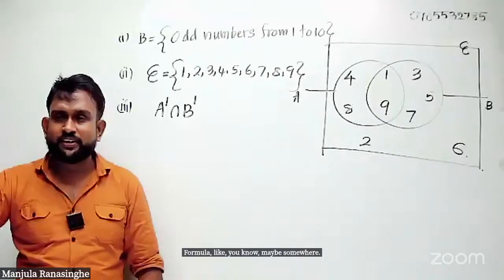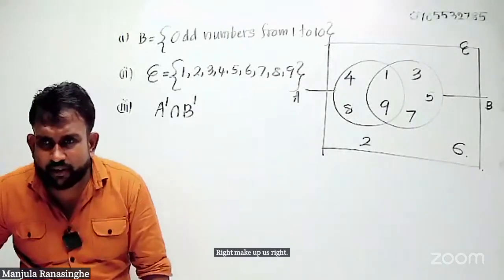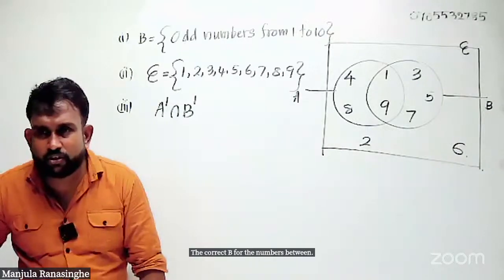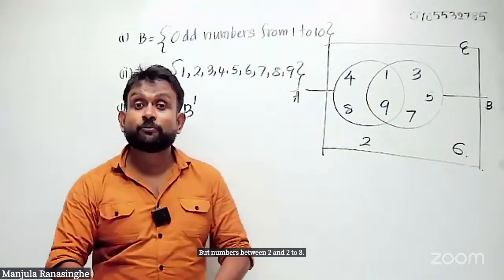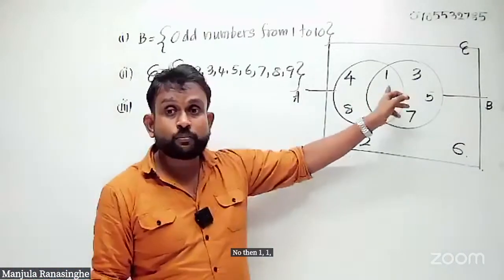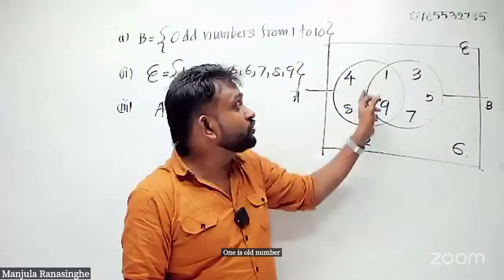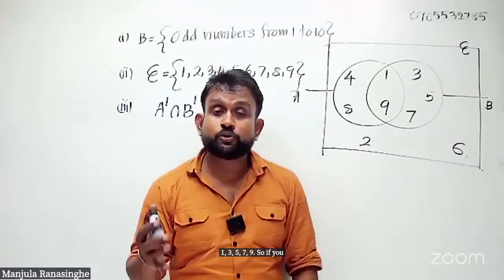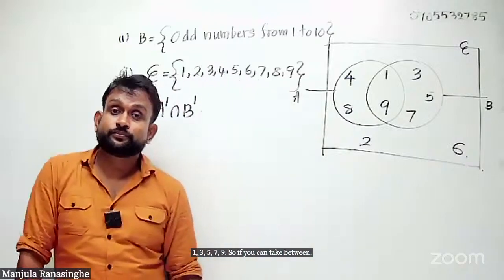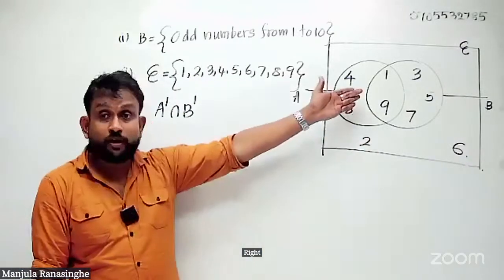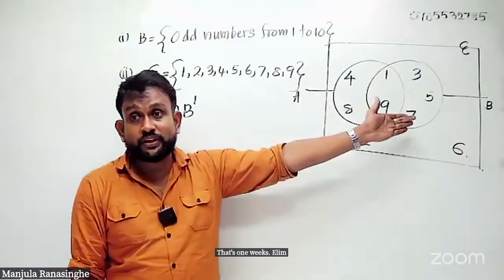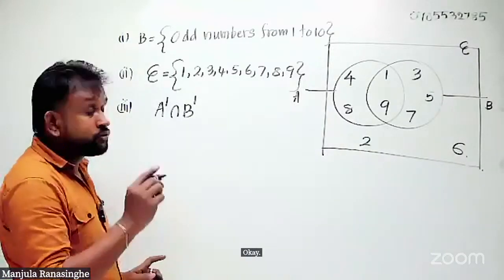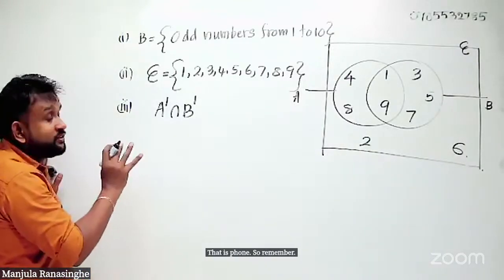Right, the correct answer: odd numbers between 2 and 8. No, then 1 is eliminated. 1 is an odd number, so 1 belongs to B. 1, 3, 5, 7, 9. So if you take between 2 to 8, right? That is, 1 is eliminated and 9 is also not included. Okay, that is wrong. So remember how to shade this one.